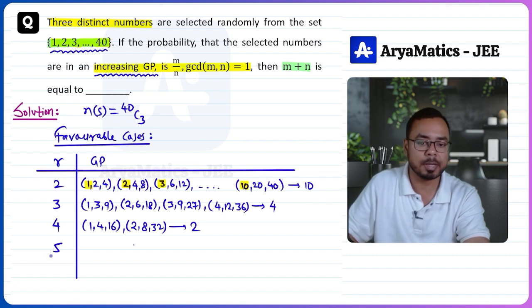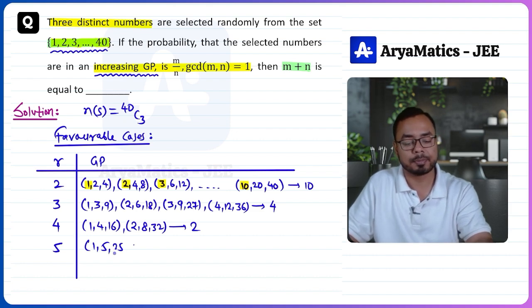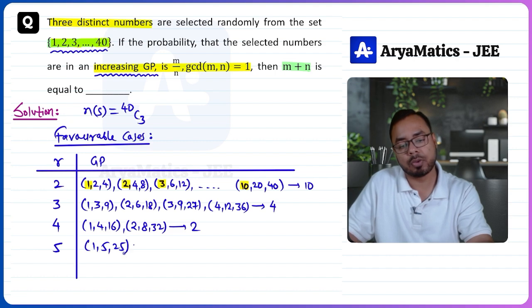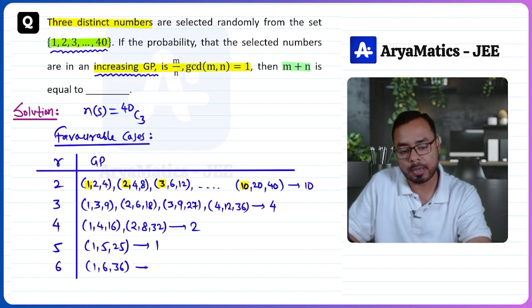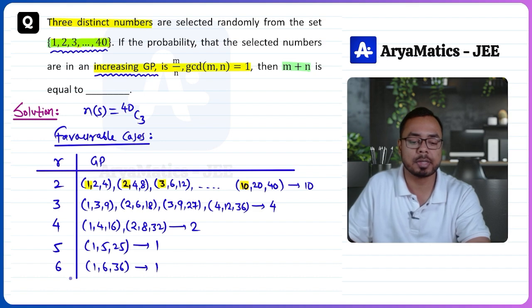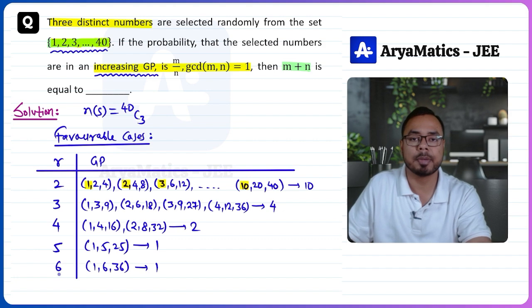Similarly, if I take common ratio as 5, then we can have first term 1, 5 and then 25, and the next one will be 2, 10 and 50. Now again 50 is not there in that set. So there is only one GP with common ratio of 5. If I take common ratio 6, then we can have 1, 6, 36. Again, there is only one GP with common ratio 6. And with 7, you can easily see that even if I take the first term as 1, the GP will be 1, 7, and then 49. Again, 49 is bigger than this number.